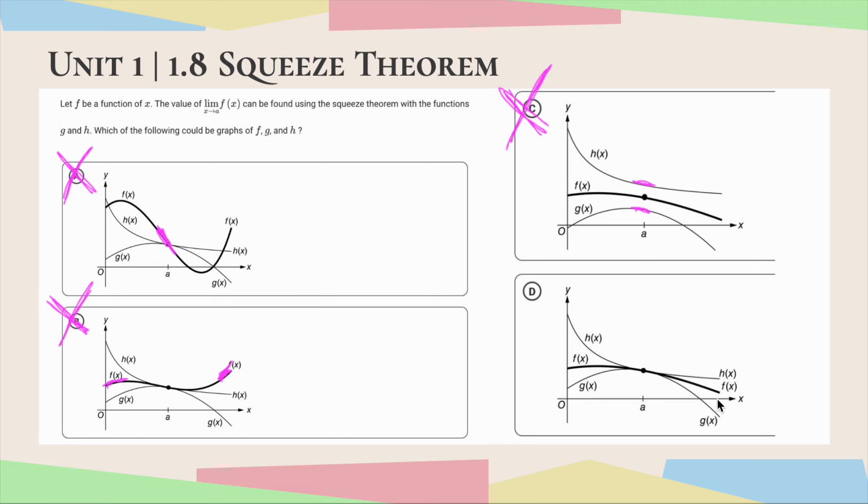And then moving on to answer choice D, this one is looking good. So what am I looking for? Again, f is in the middle of g and h, and it's being squeezed at this point, right? You can see how it's really just squeezed in there. Sorry, I keep using the word squeeze, but I'm just emphasizing it for the name of the theorem. Okay, so in this case, that would be answer choice D.